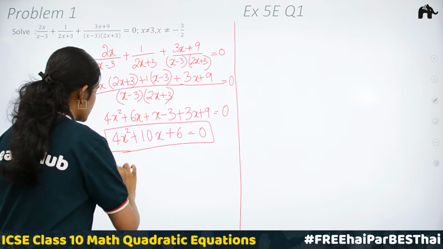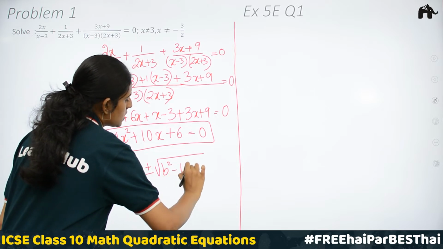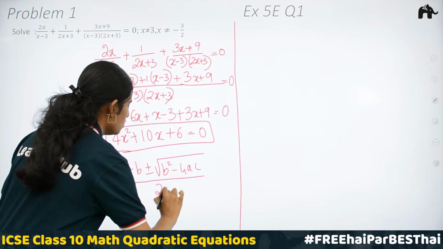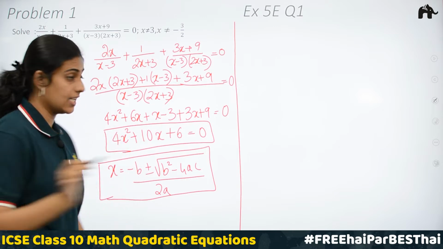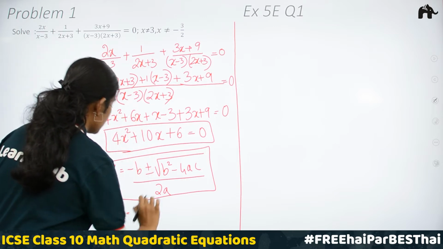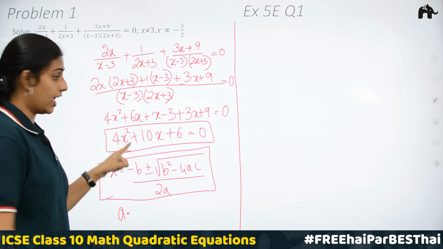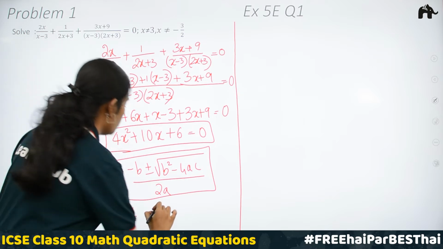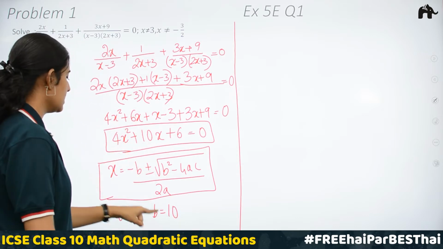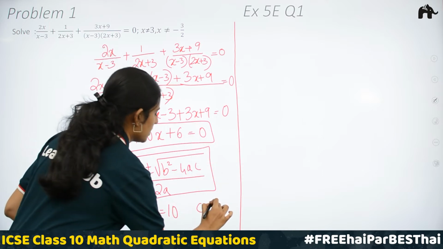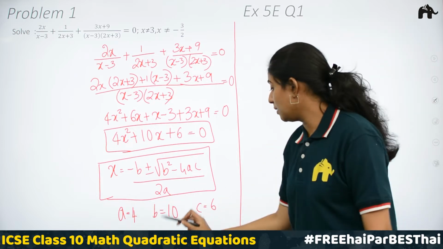What is our formula? X is equal to minus b plus or minus root of b square minus 4ac divided by 2a. What are A, B and C? Here A is the coefficient of the first term that contains x square. A is equal to 4. What is B? B is equal to coefficient of the middle term, that is 10. And C is equal to 6. C is a constant term. We got the values of A, B and C.